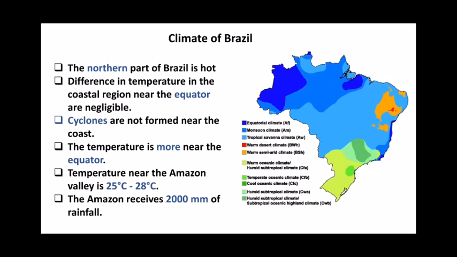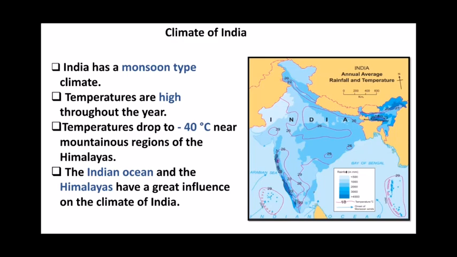Okay children, now let's do the climate of India. The climate of India is a monsoon type. Here the sun rays are perpendicular up to the Tropic of Cancer, which passes through the middle of our country. As a result, the average temperatures are higher. It is always hot in our country throughout the year. Also, temperatures increase towards the south.